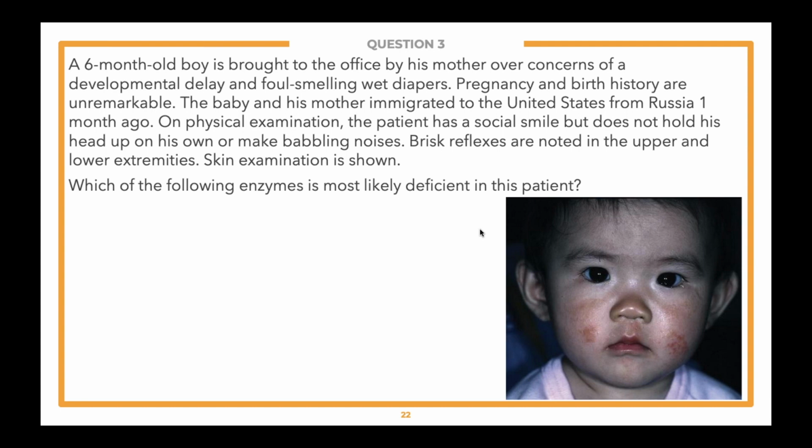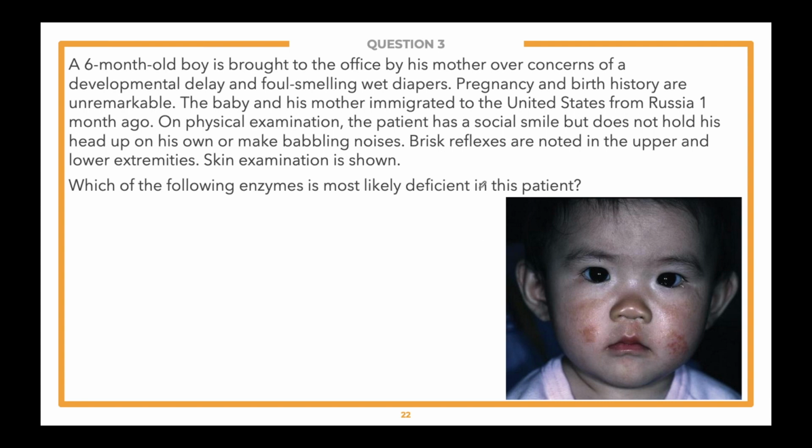A 6-month-old boy is brought to the office by his mother over concerns of developmental delay and foul-smelling wet diapers. Pregnancy and birth history are unremarkable. The baby and his mother immigrated to the United States from Russia 1 month ago. On physical examination, the patient has a social smile, but does not hold his head up on his own or make babbling noises. Brisk reflexes are noted in the upper and lower extremities. Skin examination is shown. Which of the following enzymes is most likely deficient in this patient?